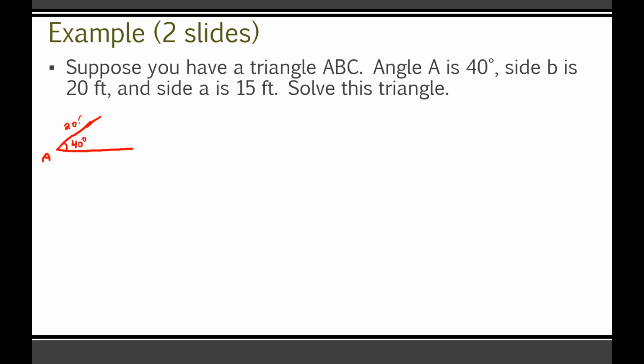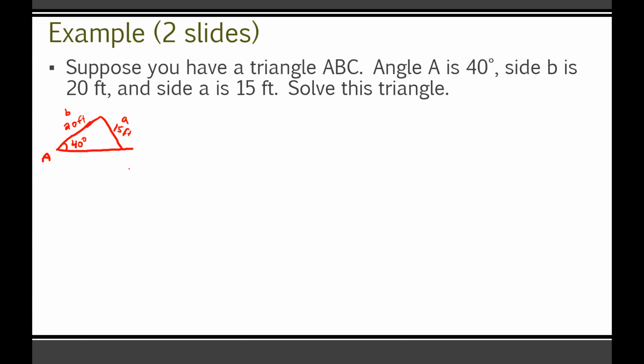20 feet, and that's my side B. And then side A is 15 feet. So side A has to be across from angle A here. So it's this side that kind of comes down. So I'll just draw it kind of like this. And that's 15 feet, side A.